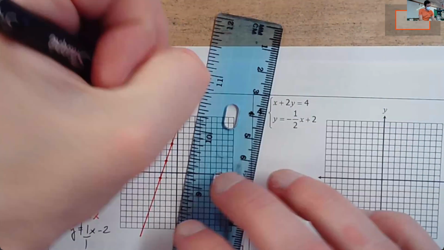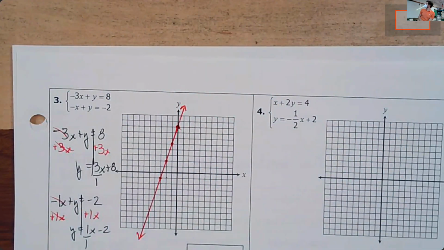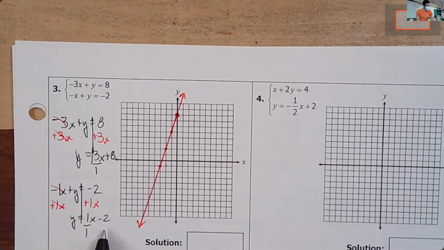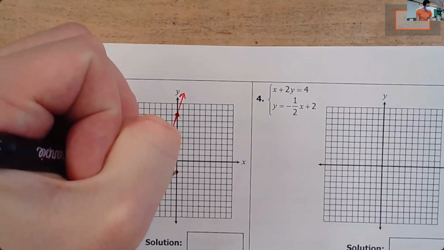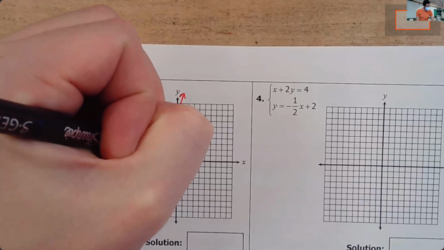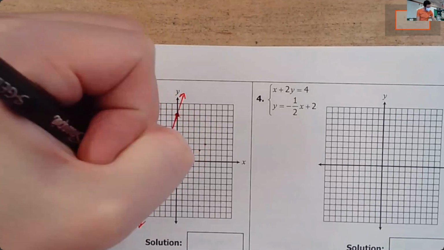We get that line right there. And the other one says y equals 1x minus 2, or 1 over 1x minus 2. So this one we have to start at negative 2 on the y-axis. So start down 2 on the y-axis, and we're just going to go up 1 over 1, up 1 over 1. So this is another perfectly diagonal line straight through the corners of all these points.